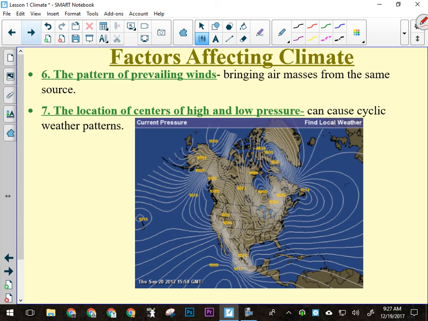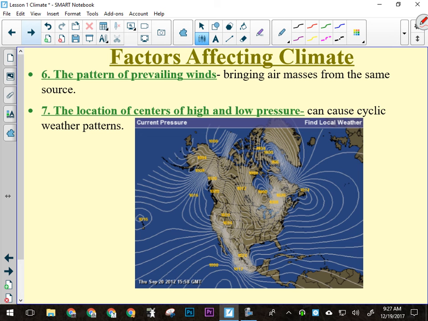The wind moves for two reasons: differences in temperature and differences in pressure, which is what I was just about to explain. You read my mind. So number 7 is the locations and centers of high and low pressure. Changes in pressure: if there's a high pressure area and a low pressure area, air moves from high to low. Everything moves from high to low, whether it's temperature, energy, or pressure and air. All of that causes stuff to move.